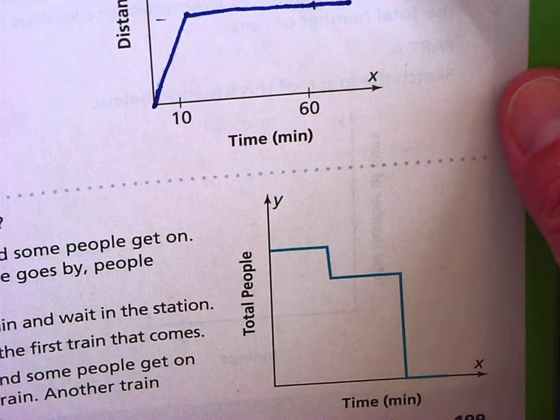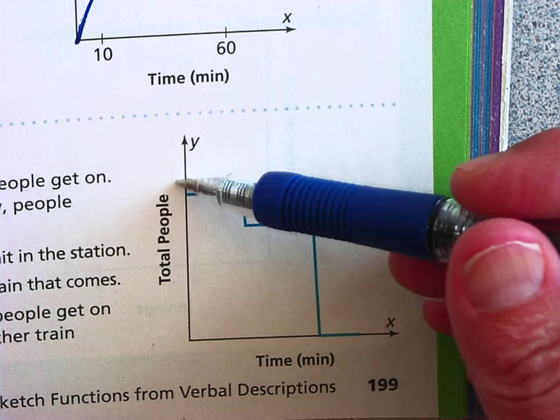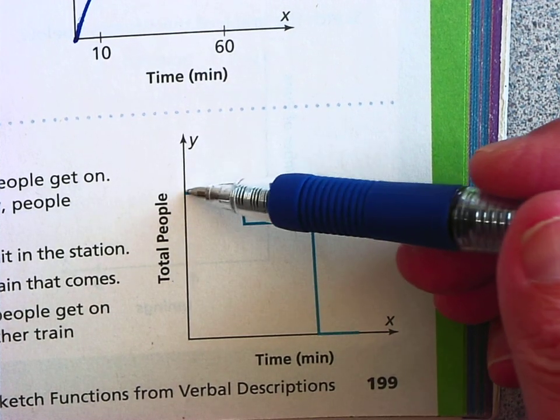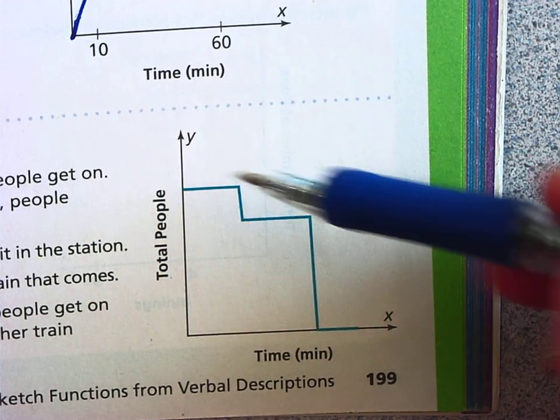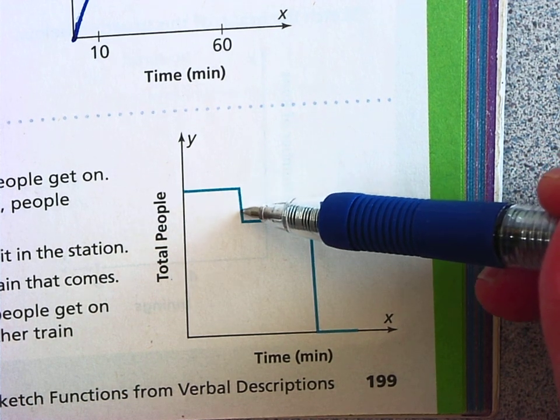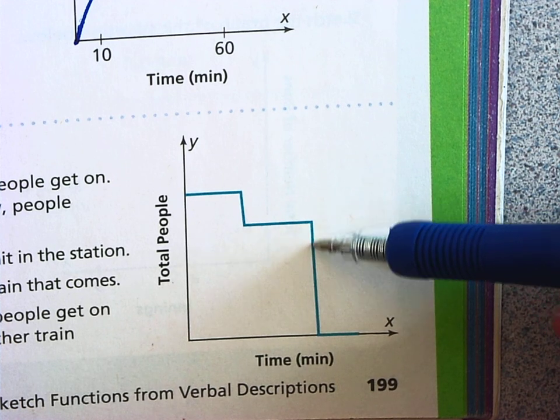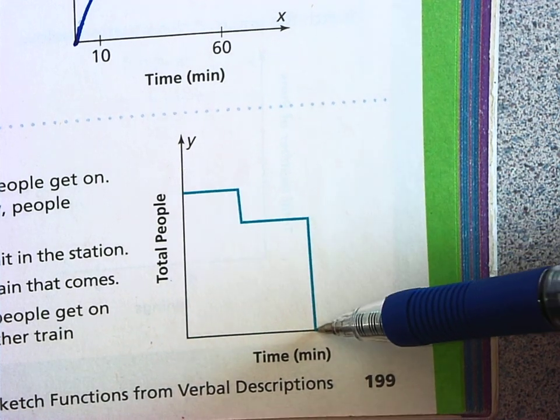Okay, so which description best represents the graph shown? Okay, so we have a total people. So total people starts here up at the top. So there's a lot of people. And there's a lot of people over time. And then the amount of people goes down. And then there's still those people over time. And then the amount of people goes down to 0.